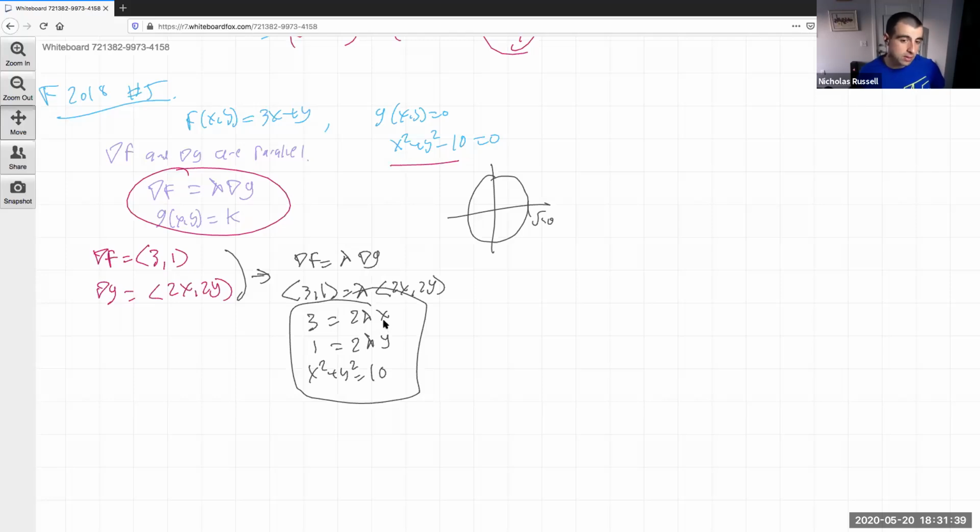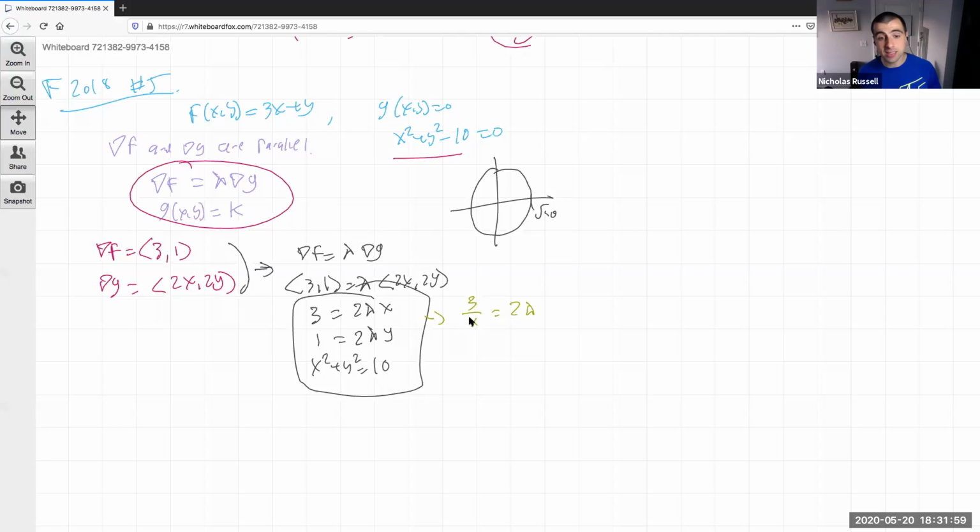Now, the thing becomes a little bit weird when I want to divide over. If I want to divide by x, for instance, 3 over x is equal to 2 lambda. I only can do this when x is non-zero. If x is 0, this causes some issues. So for both of these, let's find out what would happen if x is 0.